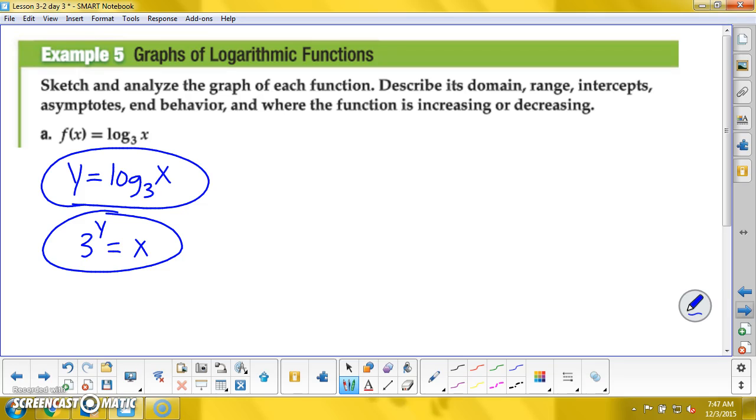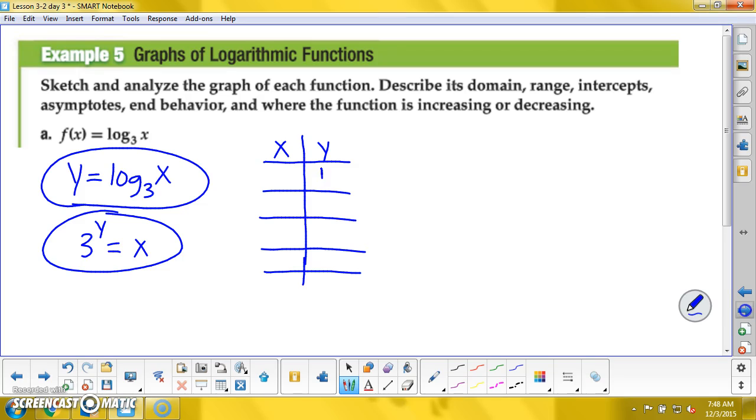This and this have the same meaning. Okay? So let's make an xy table, and let's come up with some coordinate points that are going to be on this graph. Let's go with y equals 1, then x would equal 3. If y equals 2, x would equal 9. If y equals 3, x would equal 27. Okay, so those are some coordinate points for this logarithmic graph.